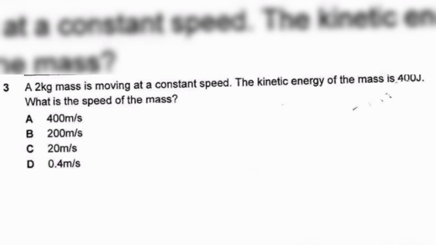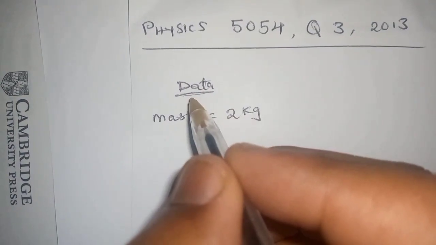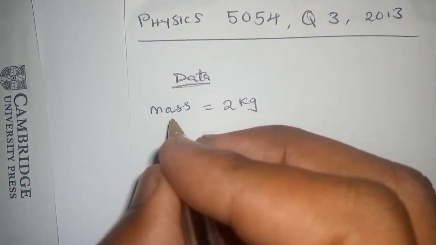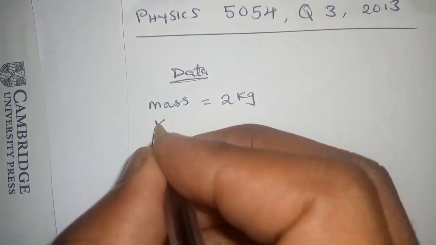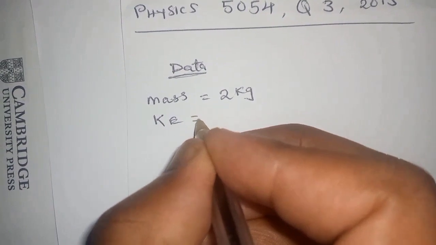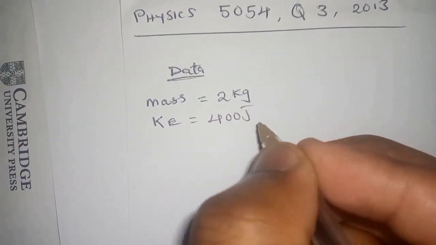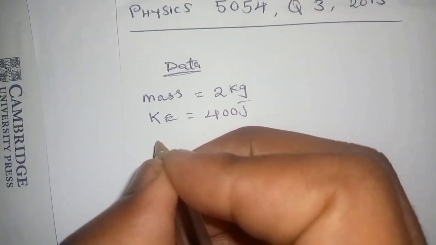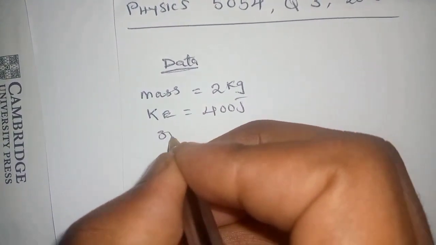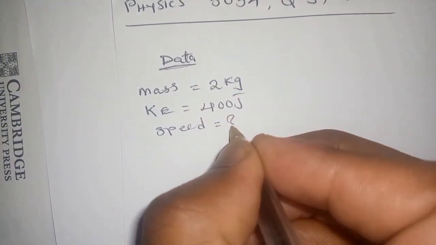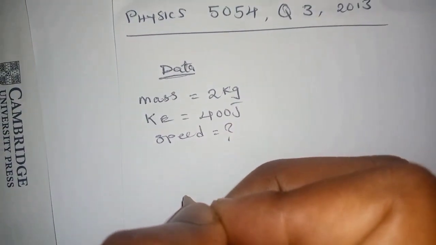Let's dive in. To start with, let's consider the data that we've been provided with in this question. Our mass is 2 kg, and we know that our kinetic energy is equal to 400 joules. And we've been asked to calculate the speed. So speed is actually equal to unknown. We don't know the speed.